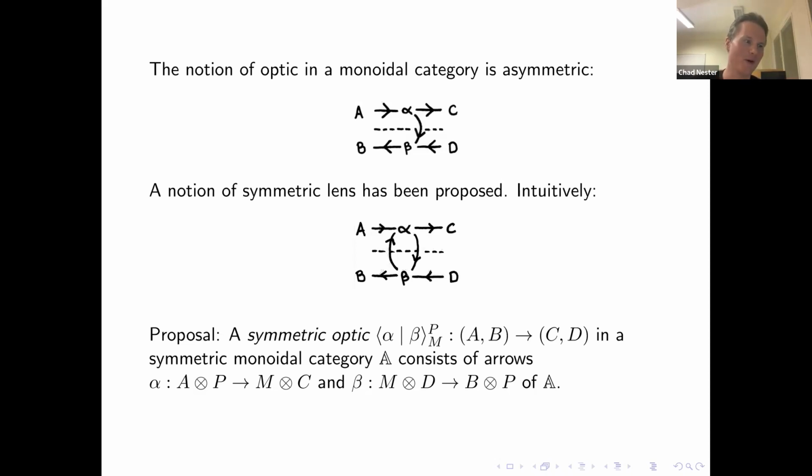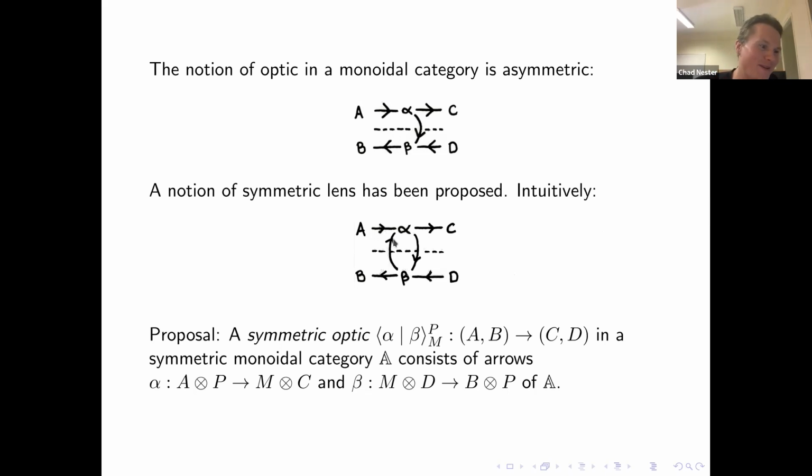So symmetric lenses are remedying an asymmetry in the definition of lens or optic in our case. We had this diagram explaining what an optic was, and you can see that there's an asymmetry. There is a curved wire going down on the right, but there's no curved wire on the left. And surely we should want a curved wire on the left as well. This is the idea of a symmetric lens. This sounds silly, but there is a whole literature on these things, so I think it's worth digging into.